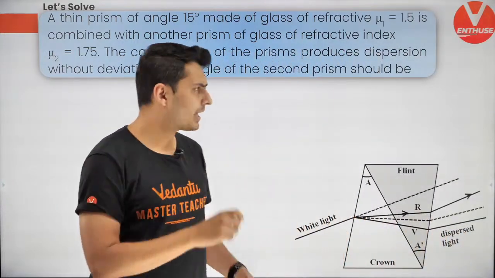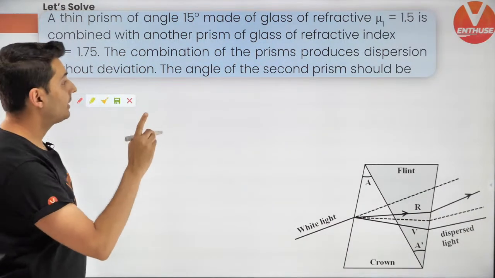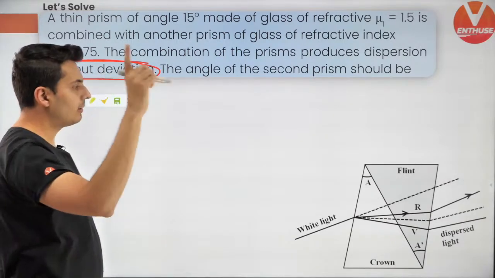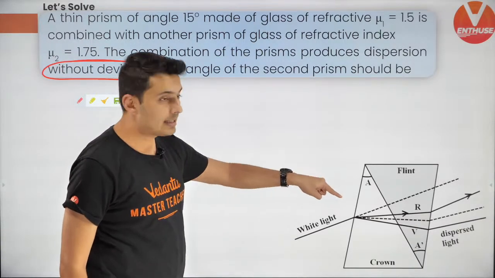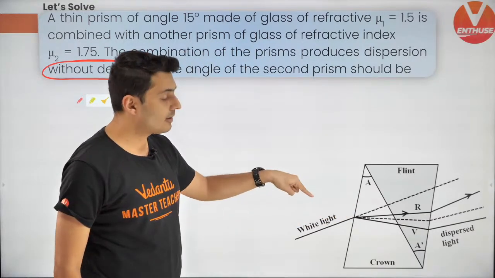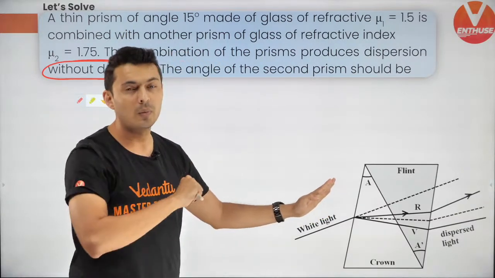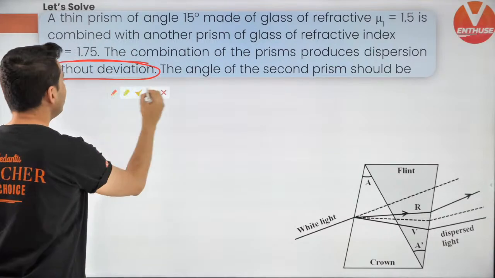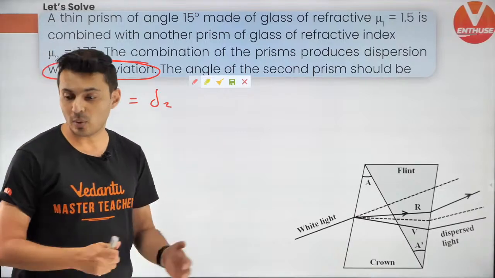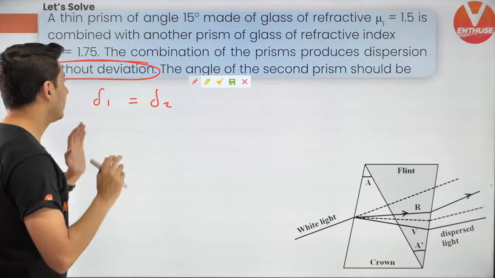It's mentioned in the problem really clearly that there is no deviation. So whatever is not happening, just think about that. One prism deviates the ray, the other prism deviates the ray back. So whatever deviation happens in the first prism is countered by the deviation in the next prism. So the total deviation is 0. Correct? So can I say the deviation in the first prism is equal to the deviation in the second prism magnitude wise?